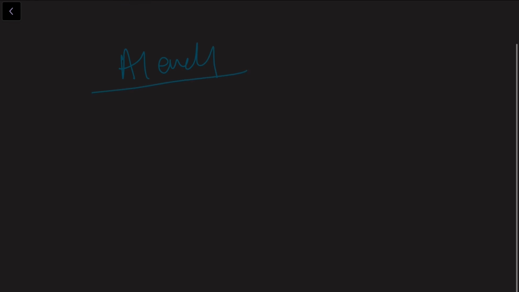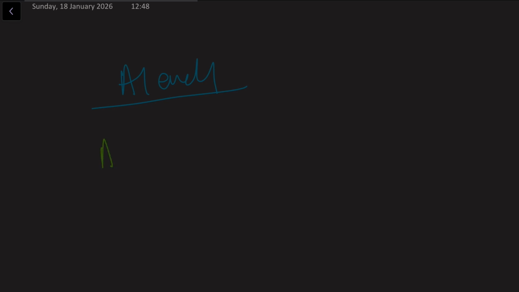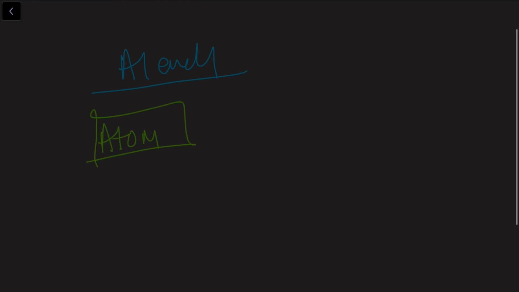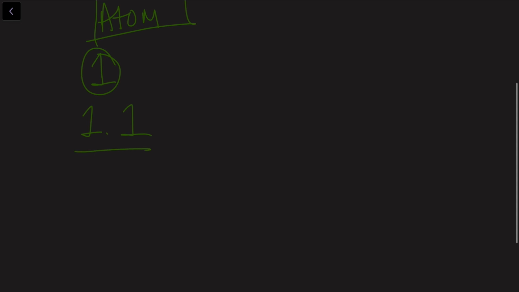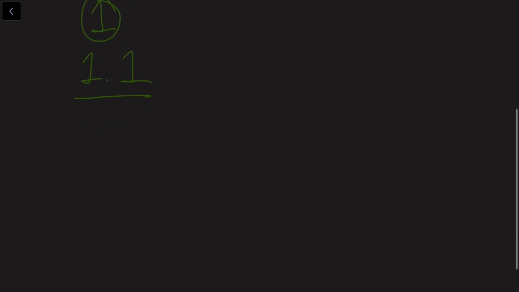So we're going to be mainly focusing on AQA for this video, but it is applicable to all exam boards. And today we're going to be looking at atomic structure. This should be the very first thing in your A-level AQA textbook. Section 1.1 is what I plan to be covering in this video.